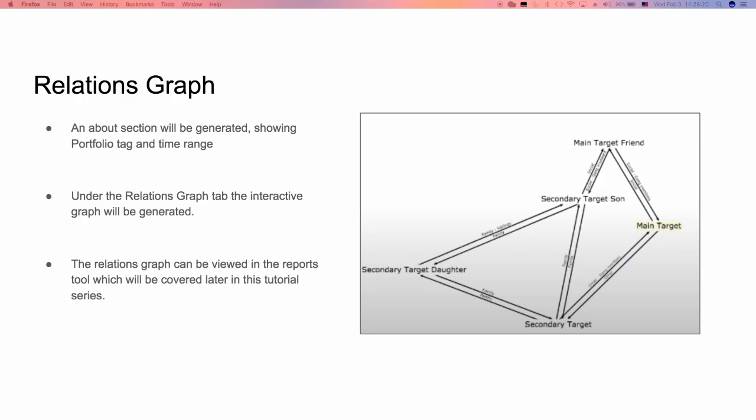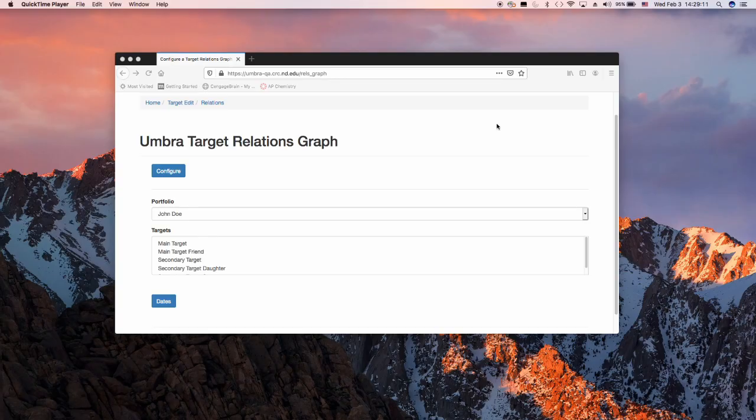To the right of the slide, you can see an example of what it should look like, with the targets being the vertices and the lines connecting the targets being the relations. You are able to drag, let's say, the secondary sun target over here, and the whole graph will shift so that you're able to better visualize the connections. The relations graph can be viewed in the reports tool, which will be covered later on in this tutorial series. I will give you a hands-on example of how to create a relations graph.